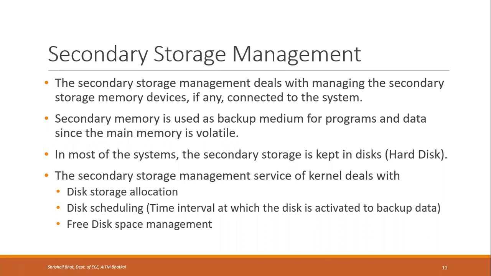So that's why, to keep a backup, we use the secondary storage, which retains the memory even when the power is removed. In most systems, the secondary storage is kept on disks, that is a hard disk. The secondary storage management service of the kernel deals with disk storage allocation, allocating the storage space based on availability, then disk scheduling, the time interval at which the disk is activated to back up the data. So at certain intervals of time, some data from your primary memory is put into the secondary memory. That interval is called disk scheduling, and it is done by this secondary storage management unit.